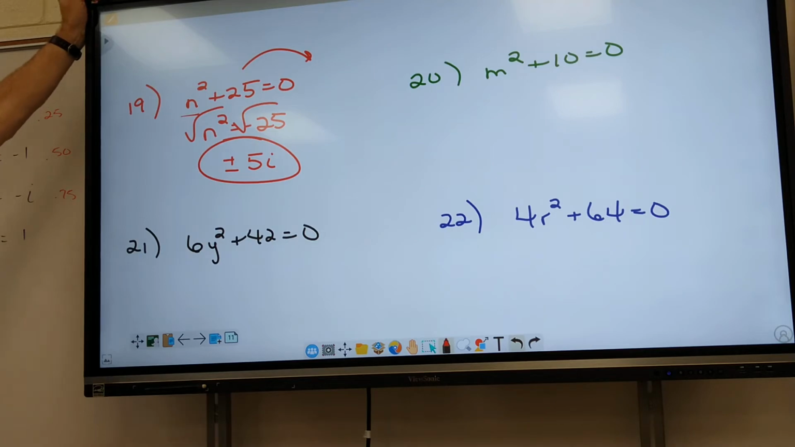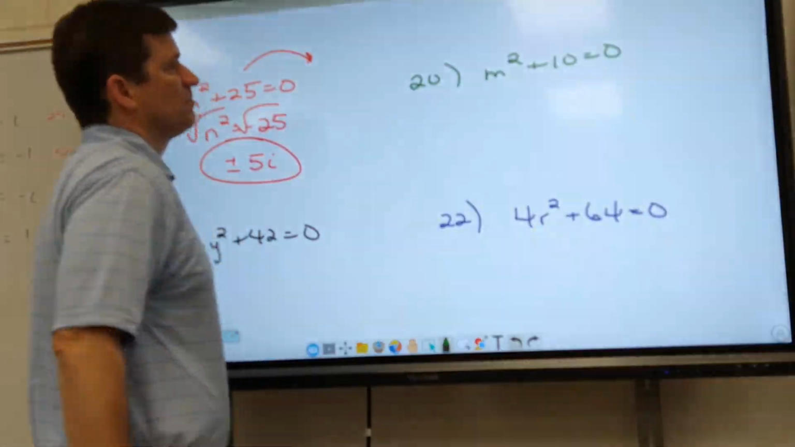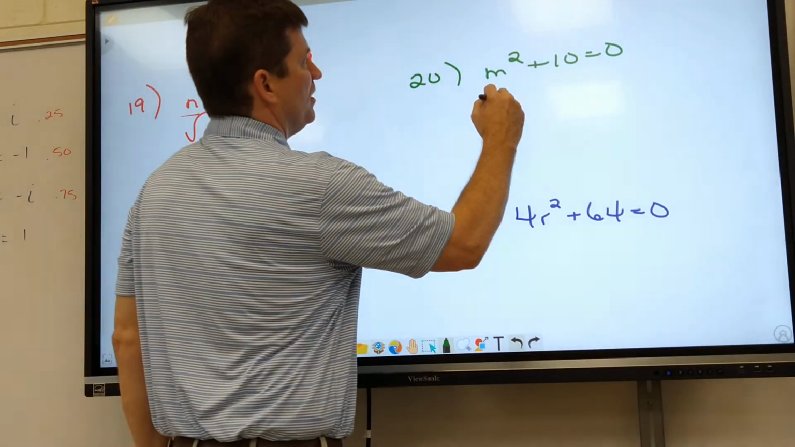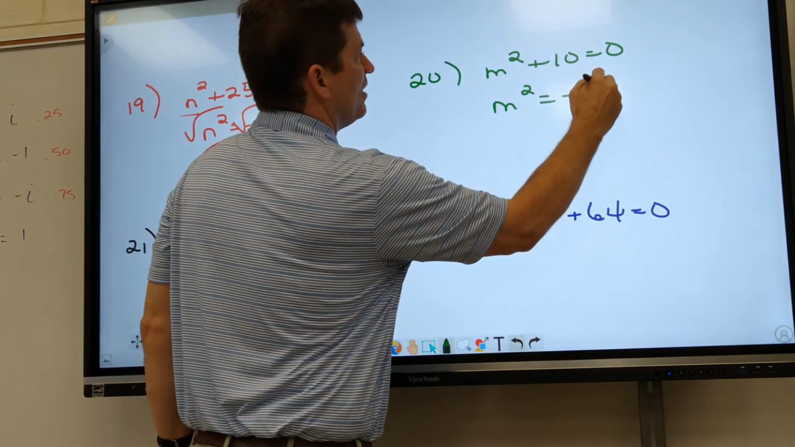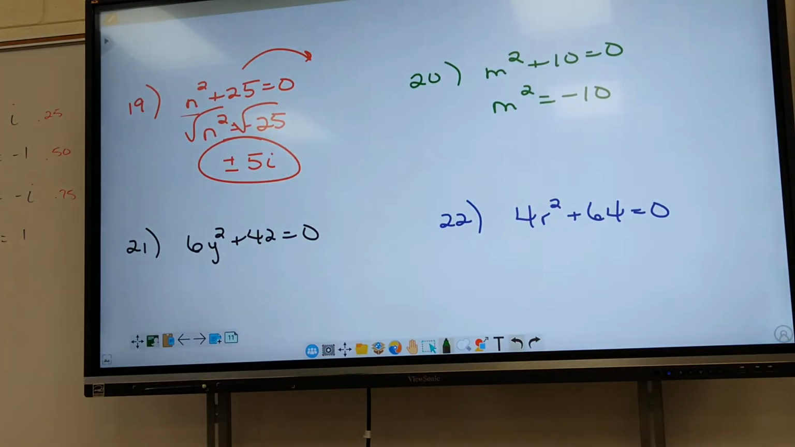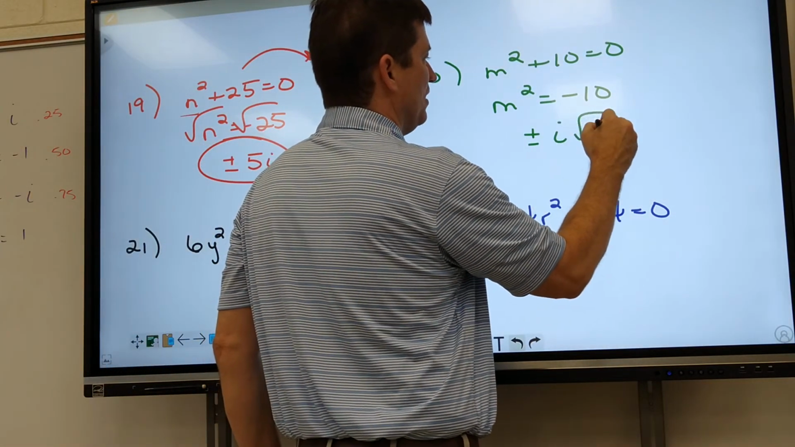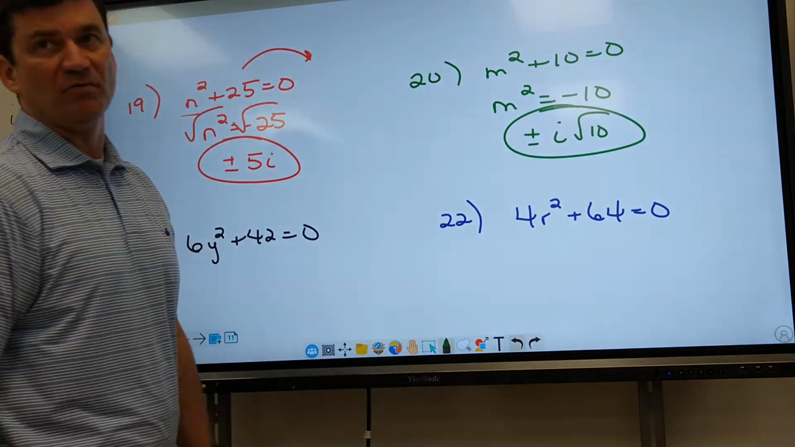We're going to do 20 the same way. What do I move over first? So it'll be m squared equals negative 10. Now find the square root of positive 10. Let's see if that simplifies. It does not simplify. So your answer is plus or minus i root 10. You still have to bring your i out. Don't forget that.